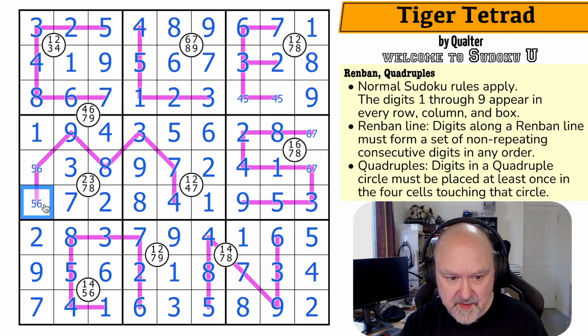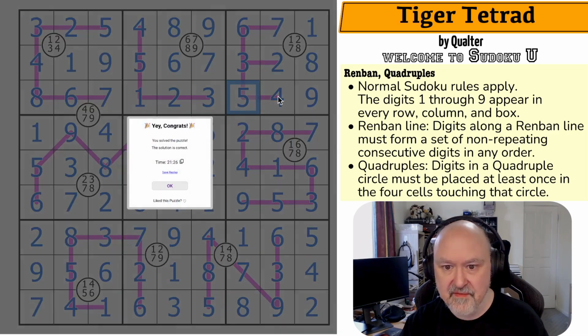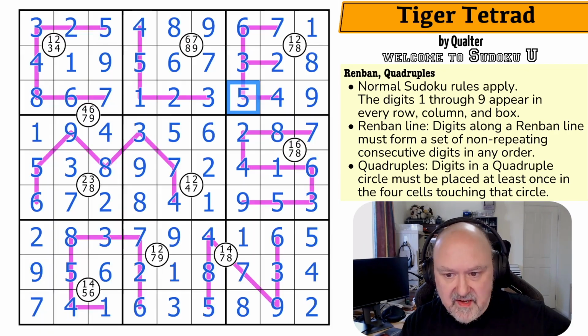The 5 looks back, making that the 6 and that the 5. The 6, 7 is resolved by the 7 in the middle. That's the 6, that the 7. The 5 looks up, making that the 4 and that the 5. And that's the solution to the puzzle. I really liked that one.